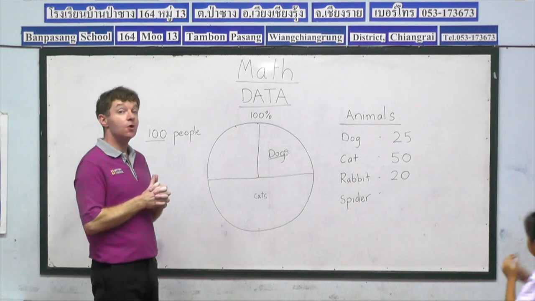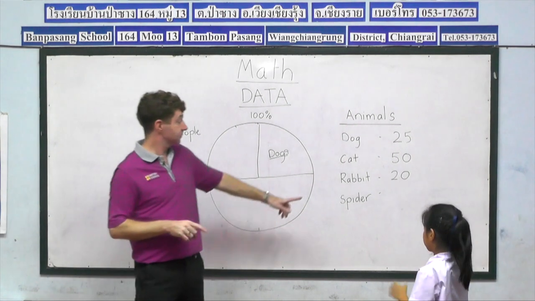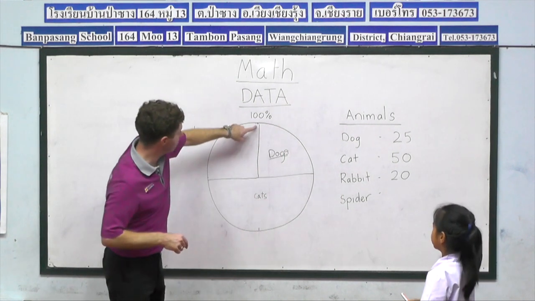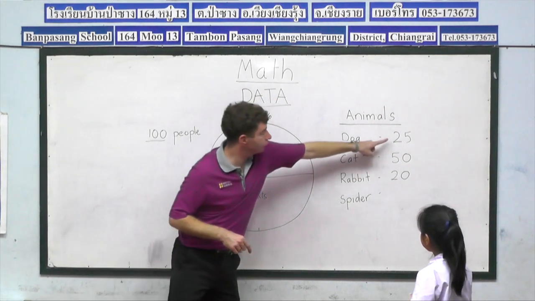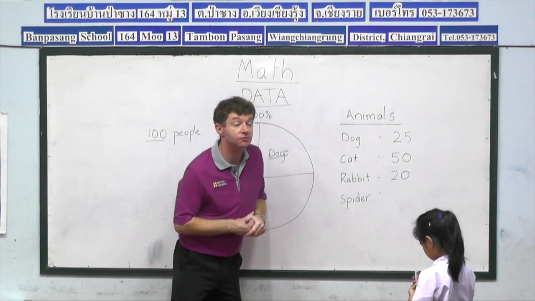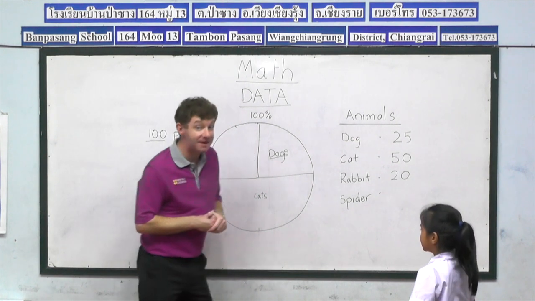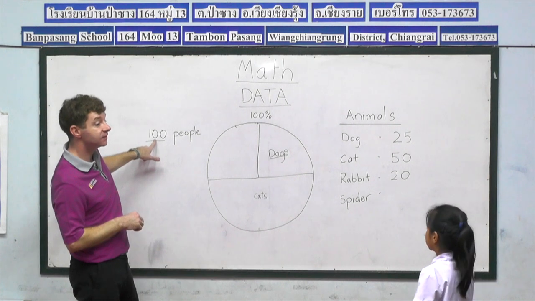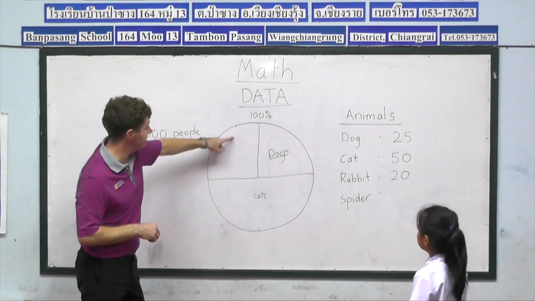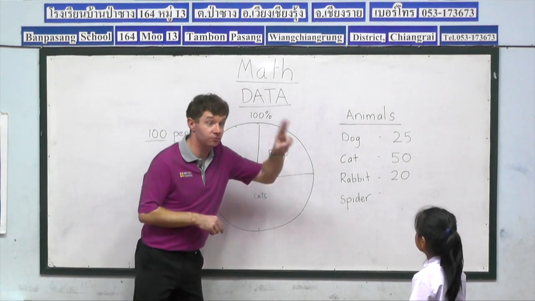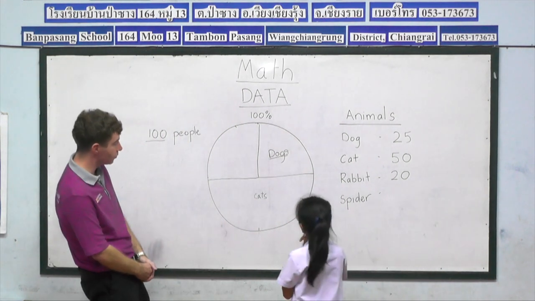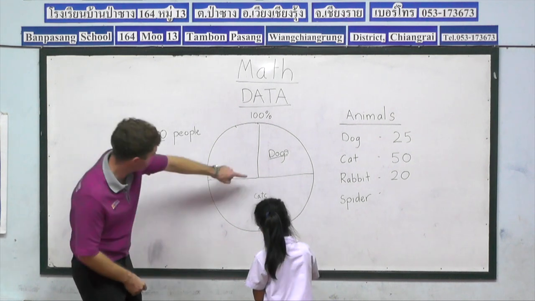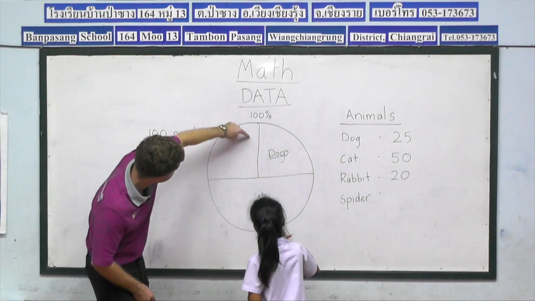So the amount for our next animal is how many, guys? Our rabbit has 20. Okay, so what's our remaining segment in total? 25 plus 50 is how much? 75. 100 minus 75 means there's 25 left. But rabbit takes up 20. So Prew, how much of the segment will you draw? You need to leave about 5 over. So I think we can judge you to about here.